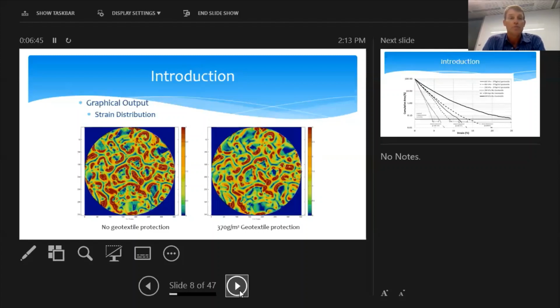In graphical, the images of those, so that was the real aluminium plates. Part of the testing that we do primarily here in Australia is doing the laser scanning techniques, which we'll talk about later. What you can see is the relative strains of those two. No geotextile protection over here.